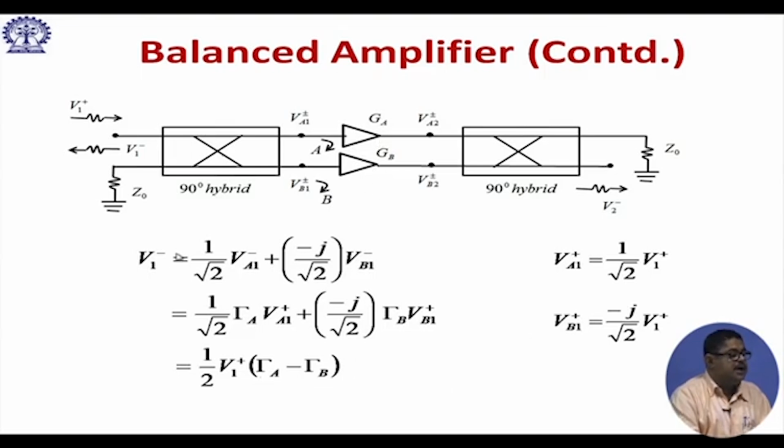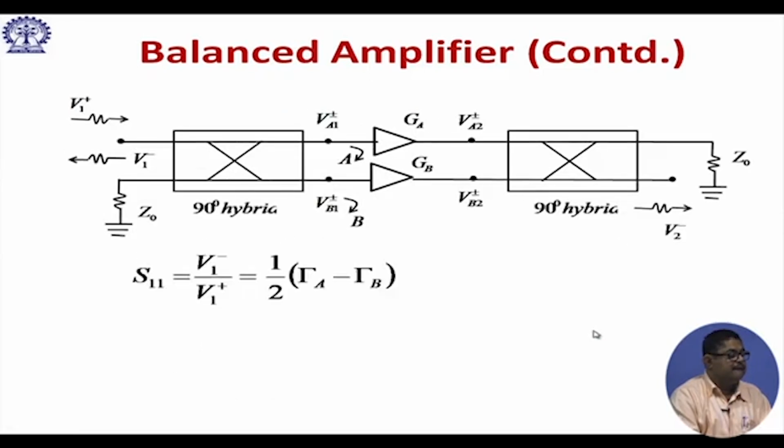If these two are identical, then V1 minus is equal to 0. So, you see that though there are reflected signals from individual ones, but with this balanced one I am getting V1 minus by V1 plus is this. So, what will be my S11? S11 will be gamma A minus gamma B by 2. So, S11 is half gamma A minus gamma B. Now, if gamma A and gamma B are same, we are getting no reflection. So, no need of matching circuit etc., it is always matched here.